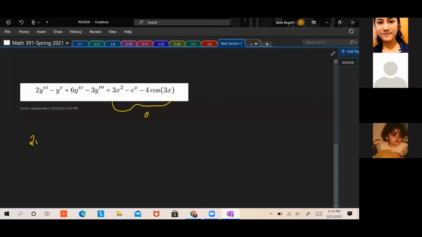So you would have 2y sixth derivative minus y fifth derivative plus 6y fourth derivative minus 3y third derivative equal to 0. So this is the corresponding homogeneous equation. And that's exactly what statement 4 is. Is this the corresponding homogeneous equation, right? Yeah. I put yes. I just wanted to double check.